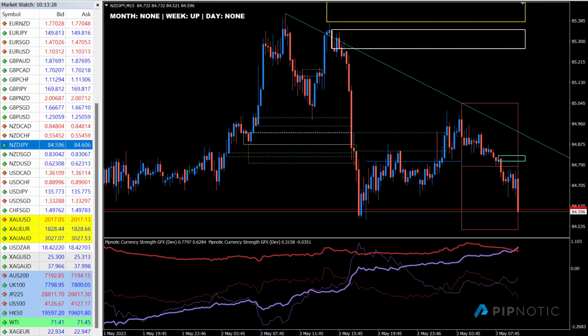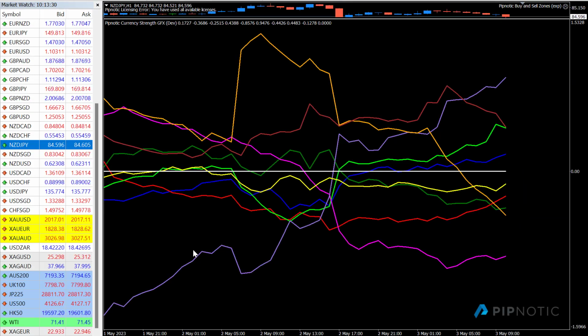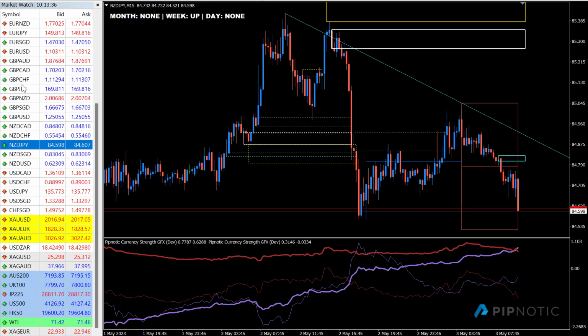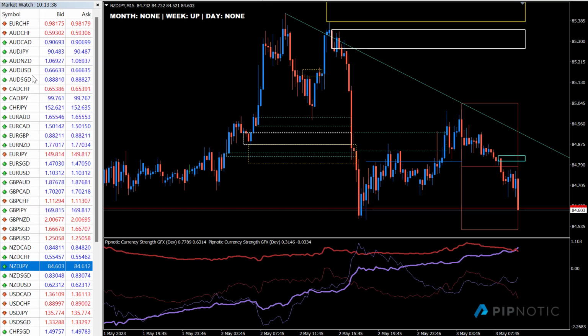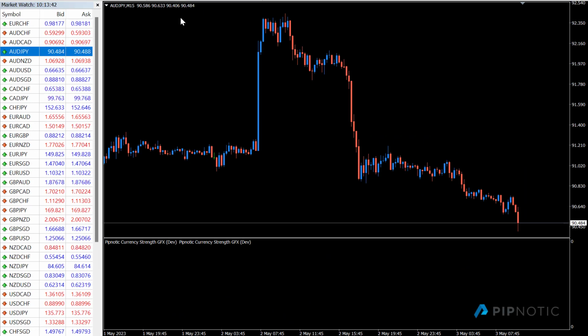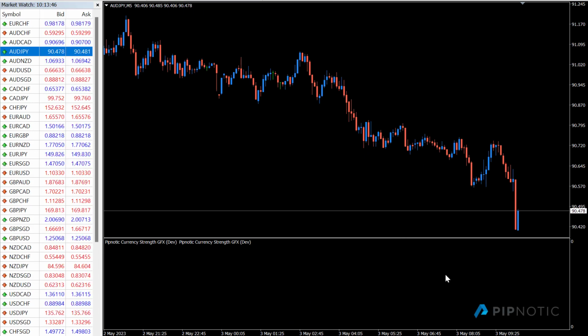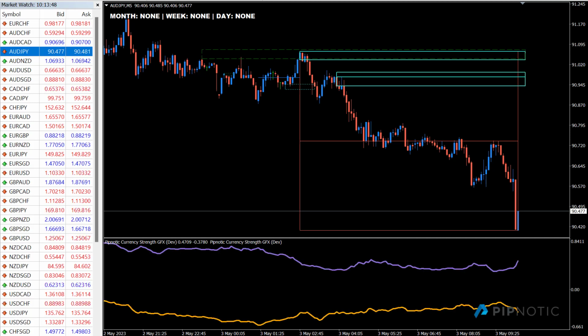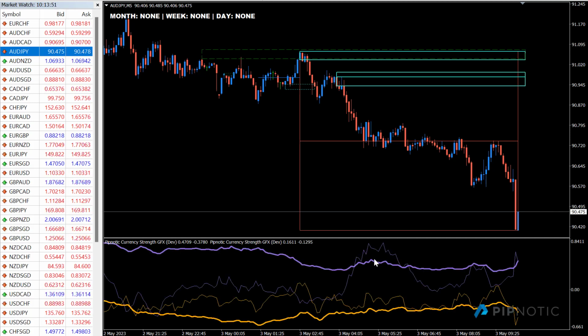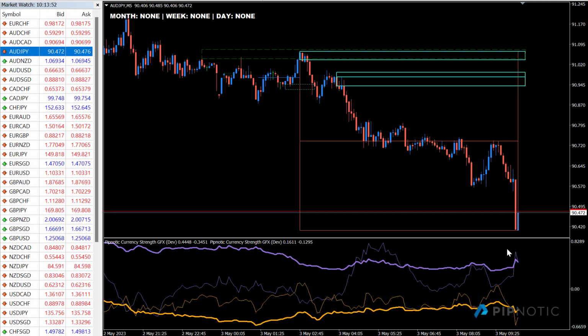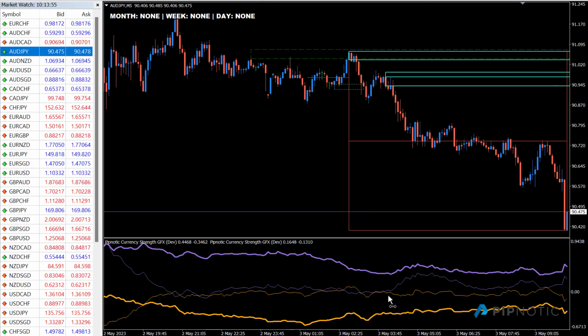What I've been doing all day today is trading currency strength exclusively, and I'm waiting for the Australian dollar and Japanese yen, which I traded several times today. I've been on the smaller time frames, and what you want to see is this pair diverge.